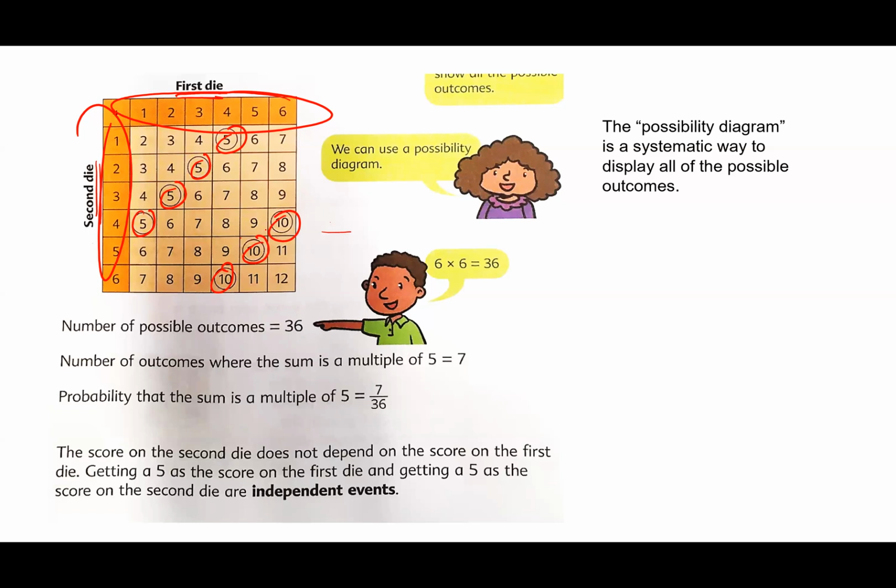7, not 8, 7. So the probability that the sum is a multiple of 5 is 7 out of 36. Good. Okay, so the score on the second die.